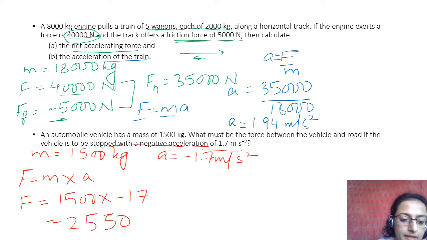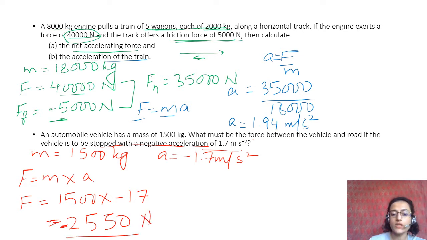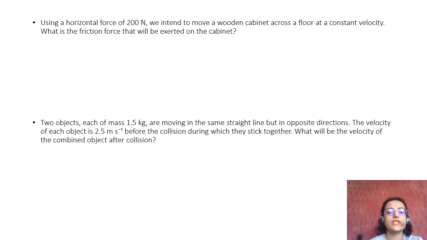Minus 2550 Newton. Why is it minus? Because negative acceleration, it is coming to a stop. It is frictional force, right? It is opposing the motion. So it is minus 2550 Newton. Alright, very simple. Next question.